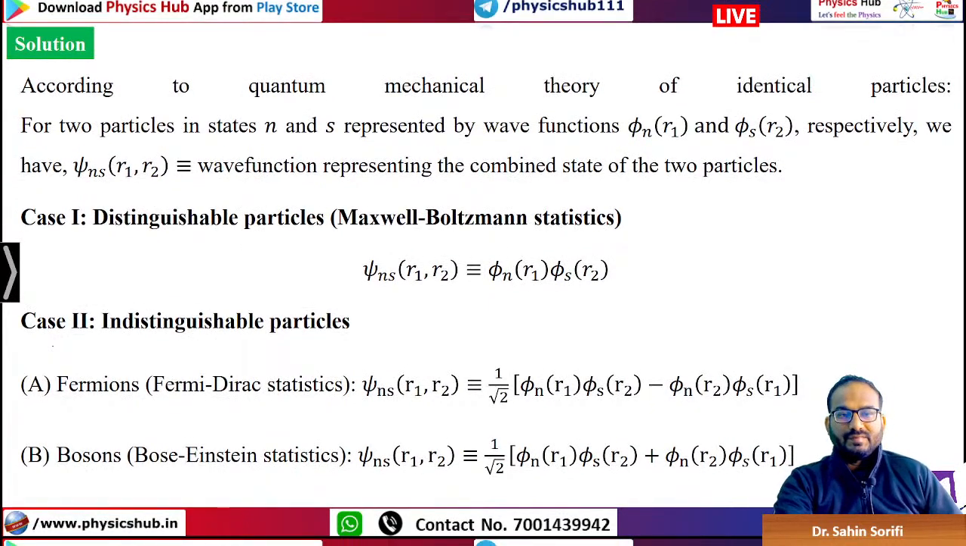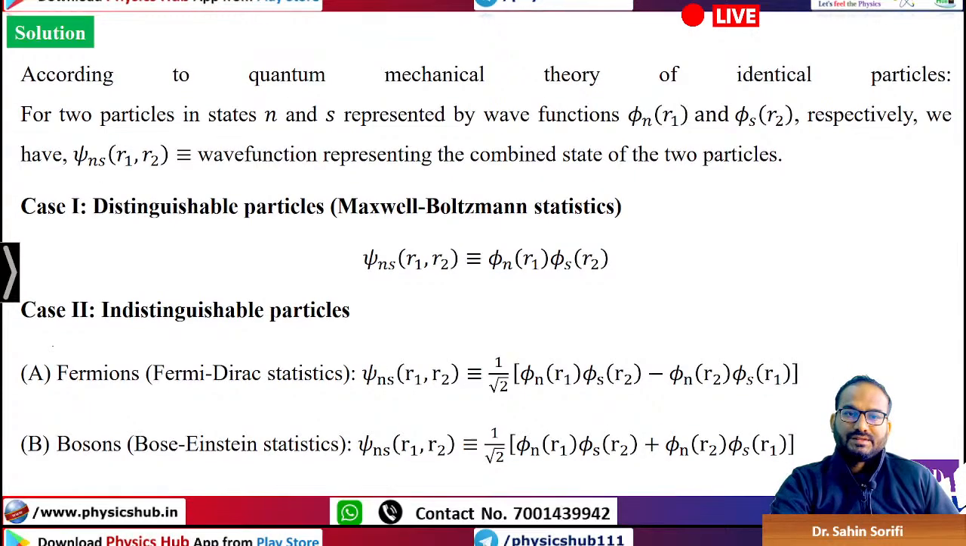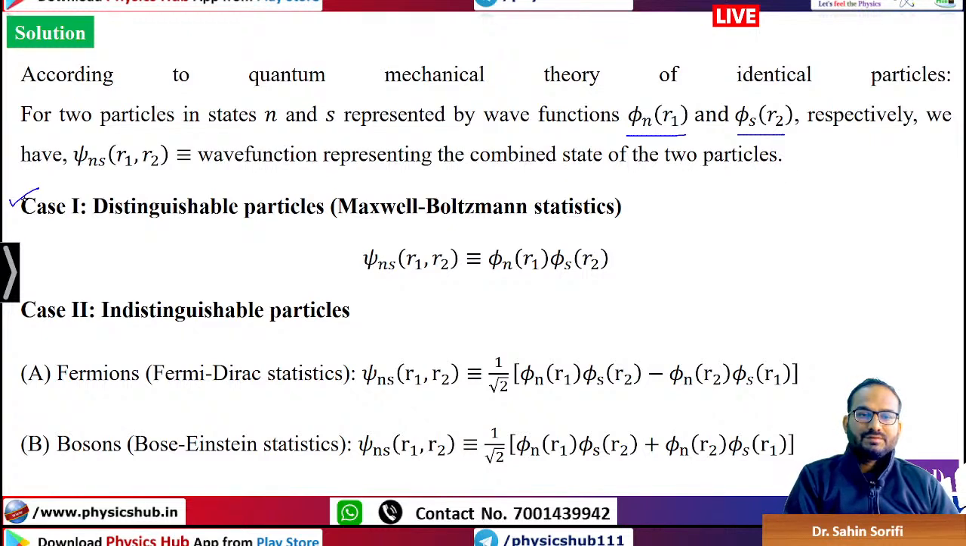Look, according to the quantum mechanical theory of identical particles, for two particles in states n and s represented by the wave functions phi n of r1 and phi s of r2, we have psi ns of r1 r2, the wave function representing the combined state of the two particles. If you consider distinguishable particles, then psi ns of r1 r2 is the product phi n of r1 times phi s of r2.